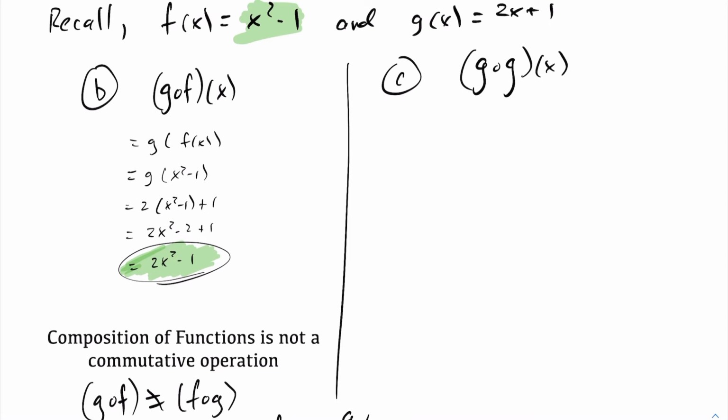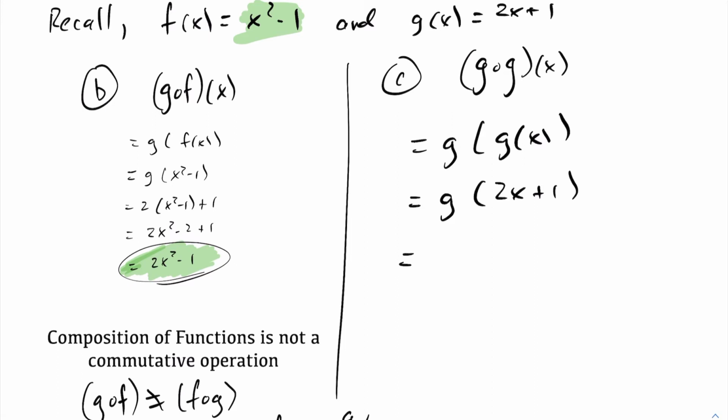All right, let's take a look at g composite g at x. So again, by definition, this is g acting on g at x. And in which case here we know that g at x is 2x plus 1. So now everywhere we see an x, we're going to change that to a 2x plus 1.